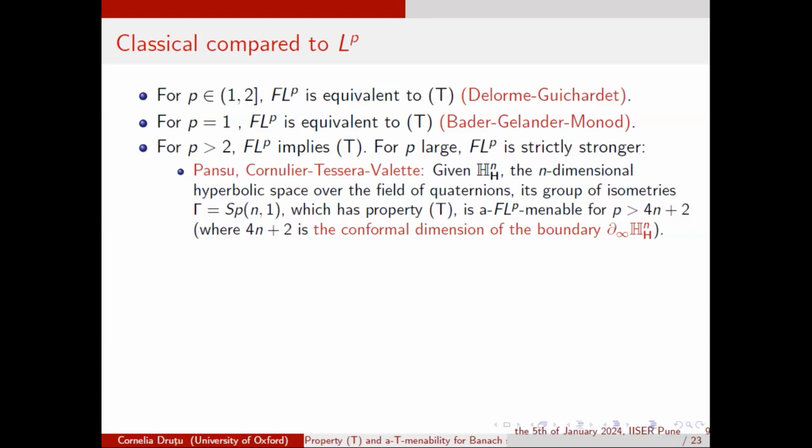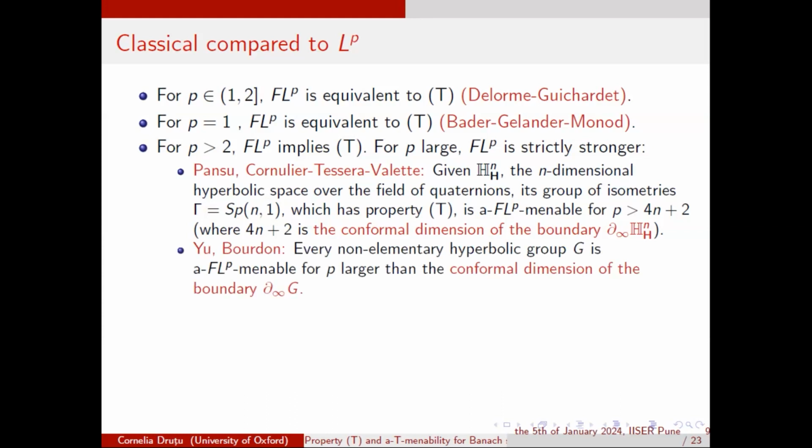This is true, of course, for the full group of isometries, and it is also true for the lattices. And this was generalized by Yu and Bourdon. Actually, Yu and Bourdon both proved that all the hyperbolic groups act properly on an LP space for P large enough. And it is Bourdon that actually noticed that it just suffices to go beyond the conformal dimension of the boundary of the hyperbolic group.